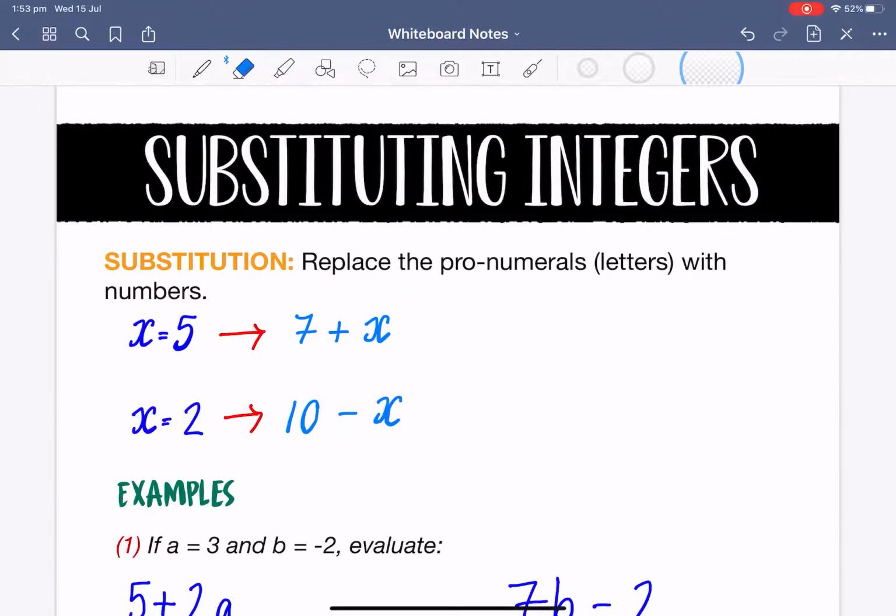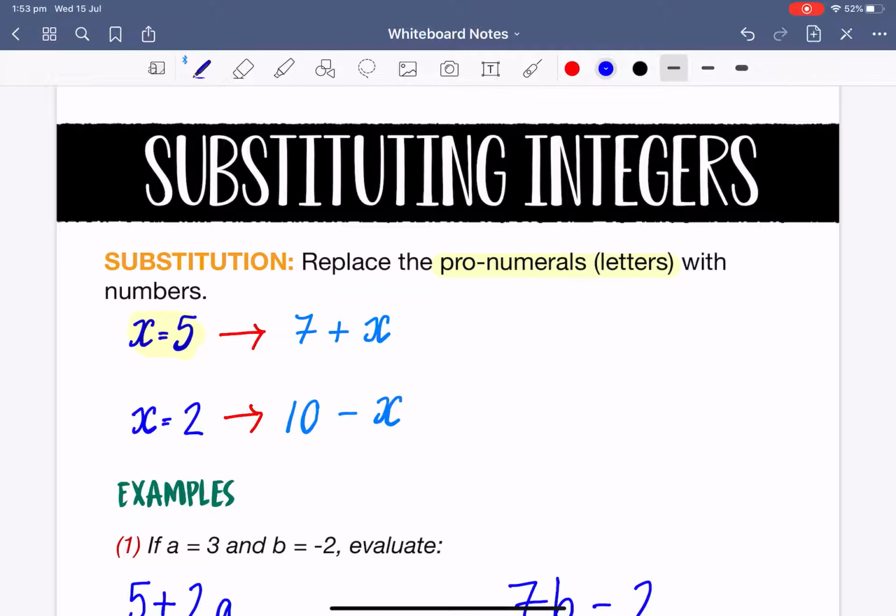In this video, I'm going to tell you how to substitute integers, okay? So substitution is simply when we replace pronumerals, which are letters, with numbers, and they're always going to tell us what to replace with. So just think of substitution as basically swapping. So look here, it says x equals 5. So what is 7 plus x?